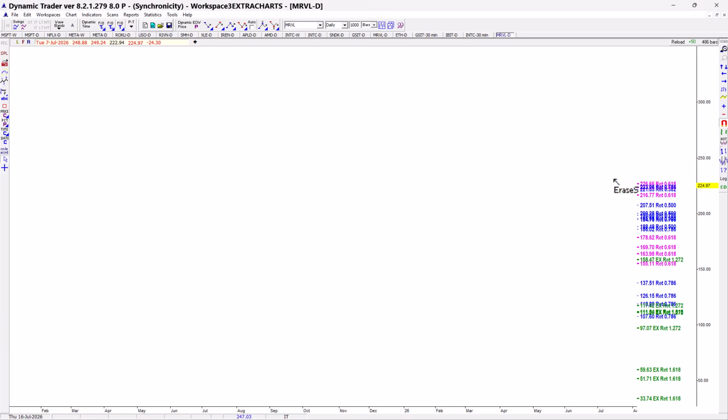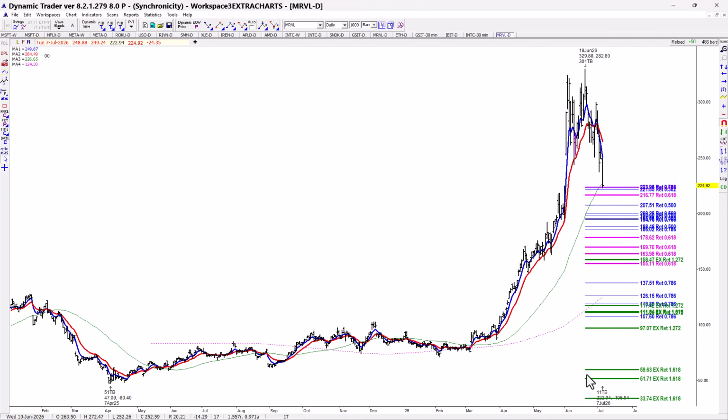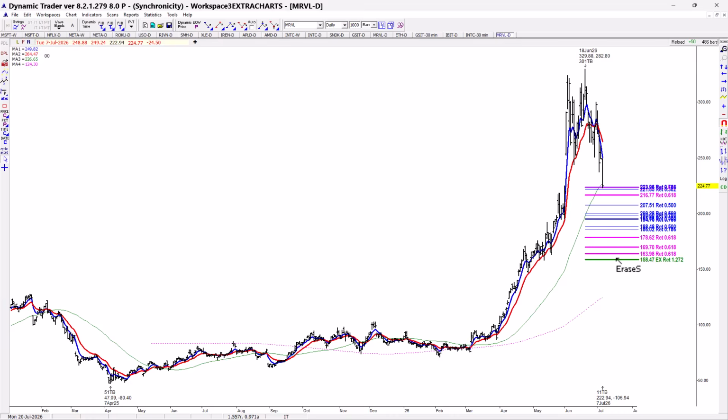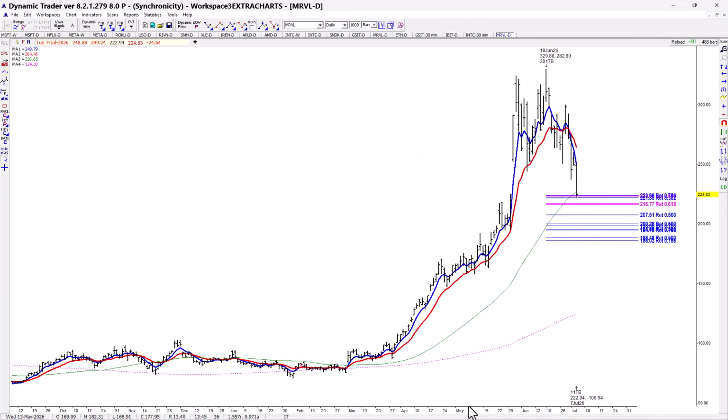I'm going to get rid of the levels that the market's already gone through because they're not helpful. I'm also going to get rid of some of the levels below the market that are nowhere near current market prices, so they're not helpful either. I just want to kind of pretty up the chart a little bit. So what else do we have to work with?